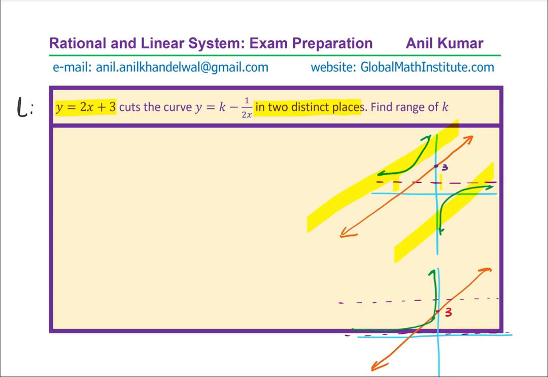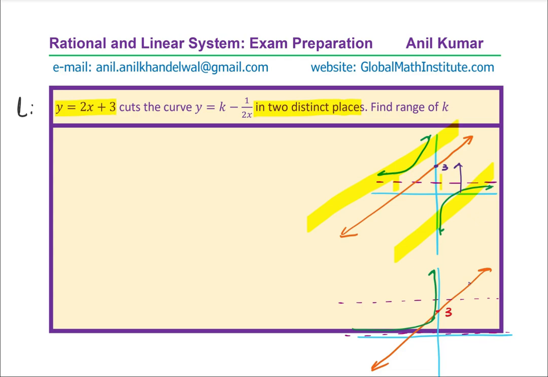Or we could have a situation where the graph could intersect this portion, right? So if k is very large, we could have this portion cutting the graph, right? You get this. If this is pushed up, it could also cross the line at two places. So you're getting the idea, right? Now, whatever the situation is, how do we find these two values of k?